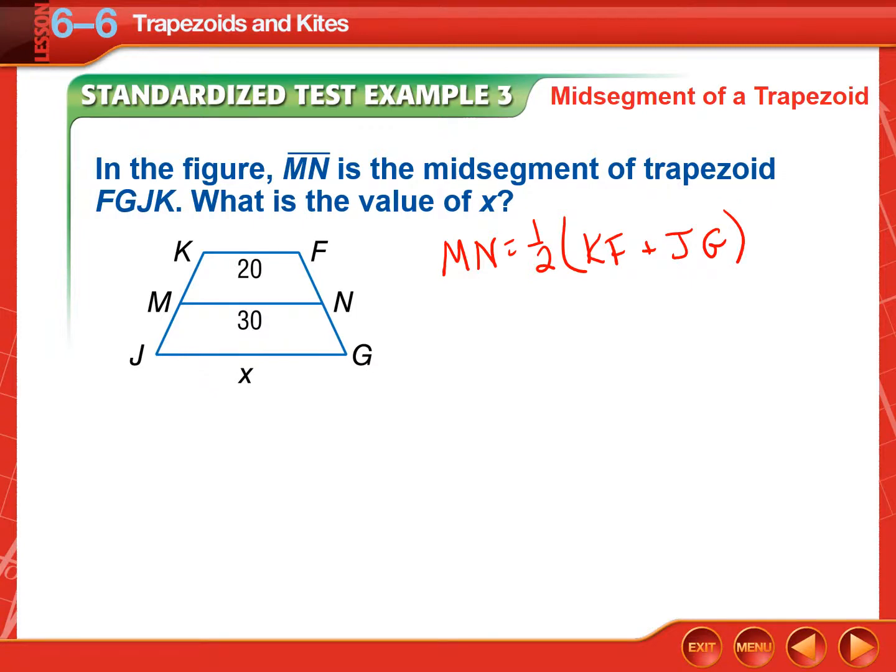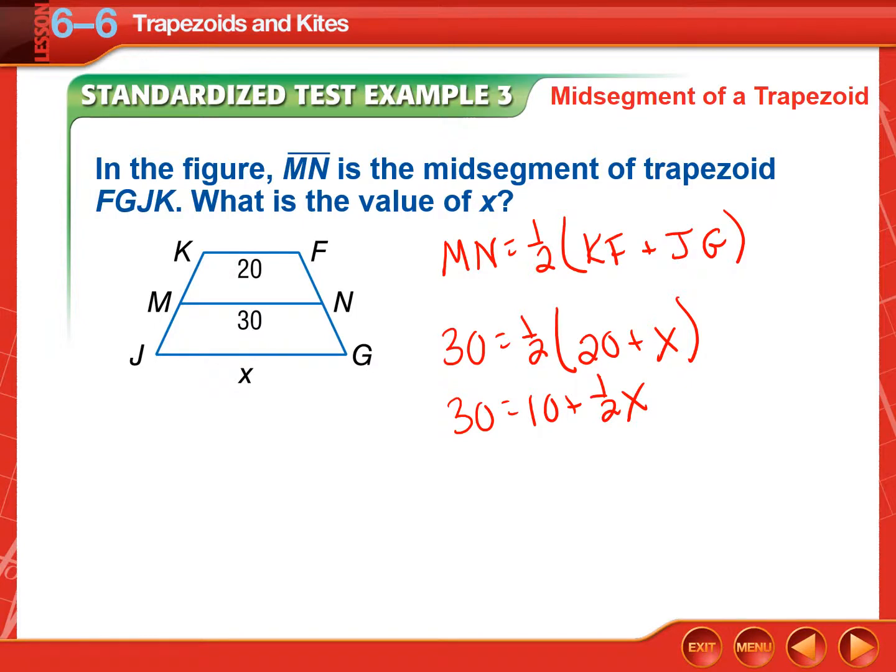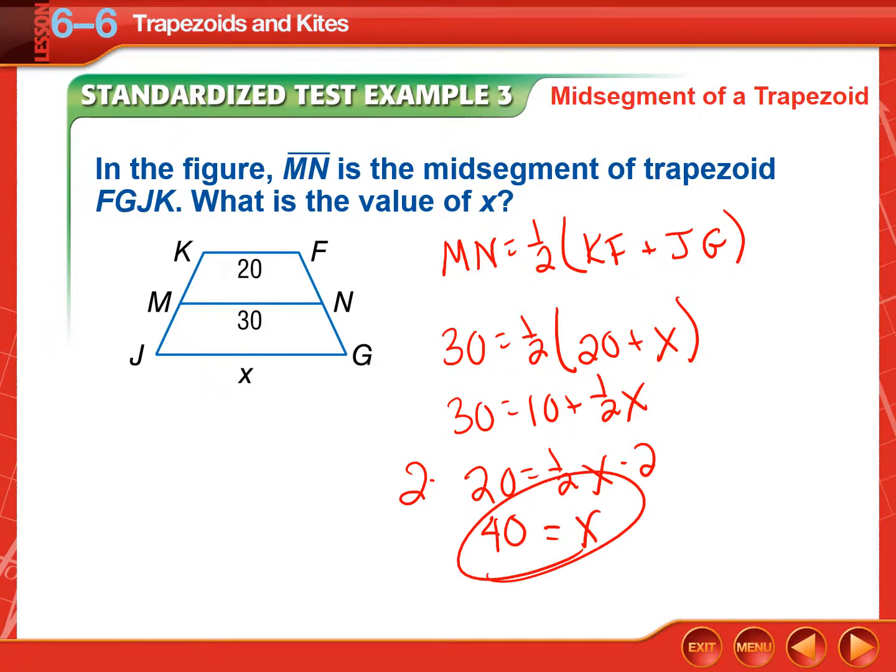And now I'm just going to use some substitution. So MN is 30, 1/2 KF is 20, plus JG, which was x. Now I'm just going to solve. So 30 equals 10 plus 1/2 x, and 20 is equal to 1/2 x. So x is going to be equal to, once I multiply both sides by 2, x is equal to 40. And then I'm done, just using that algebra.